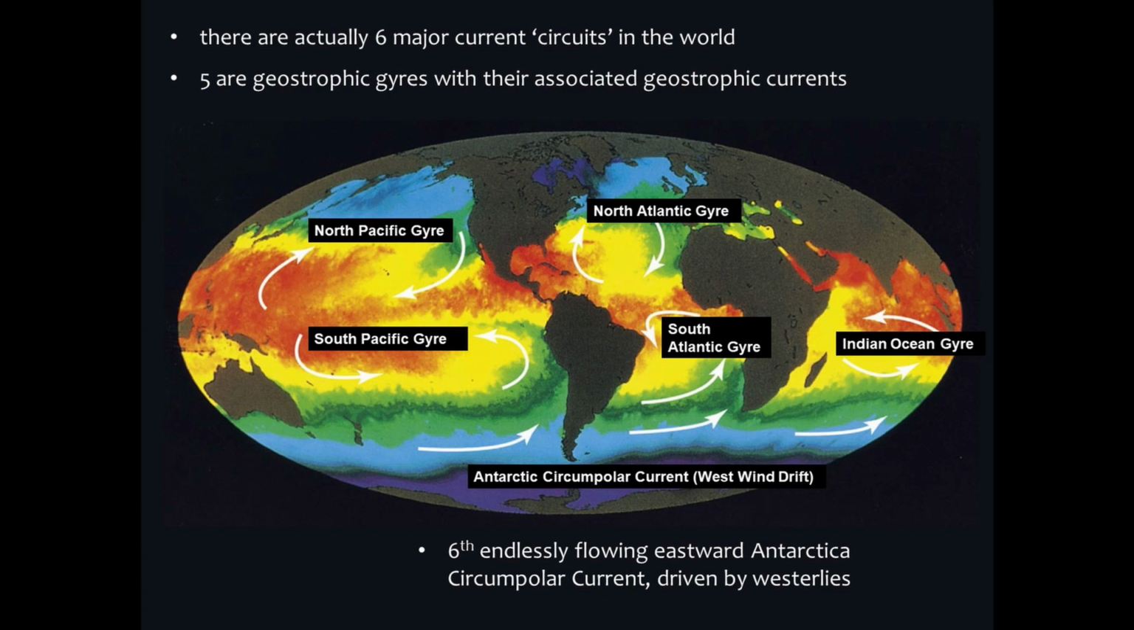And the sixth one is known as the Antarctic Circumpolar Current, or west wind drift. It's this endlessly flowing eastward Antarctic Circumpolar Current driven by westerlies, which is a type of wind, and it just continually travels in one direction around the Antarctic.